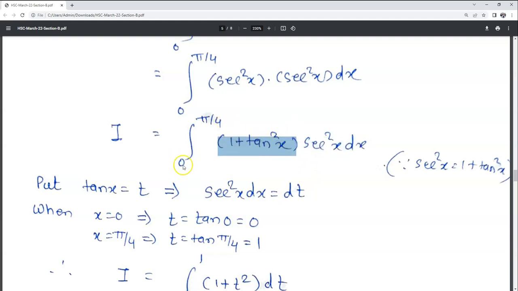आता उरले हे लिमिट्स 0 टू पाय बाय 4. हे कशाची लिमिट्स आहेत? x चे लिमिट्स आहेत. आपल्याला कशाची लिमिट्स पाहिजे? t चे. Then these limits will also change. So when x is equal to 0, जर x 0 असेल तर t ची व्हॅल्यू काय येईल? t ची व्हॅल्यू कशाने काढायची? tan x ने. सो tan of 0. tan of 0 काय? तो 0. मग जर x 0 असेल तर t पण काय असेल? 0. x पाय बाय 4 असेल तर काय येईल? x पाय बाय 4 असेल तर t is equal to tan of पाय बाय 4. करेक्ट? सो tan of पाय बाय 4 काय? तो 1. So when x varies from 0 to pi by 4, t will vary from 0 to 1.